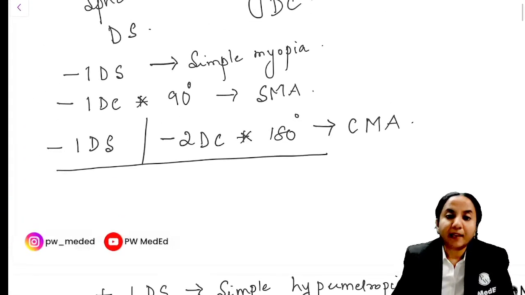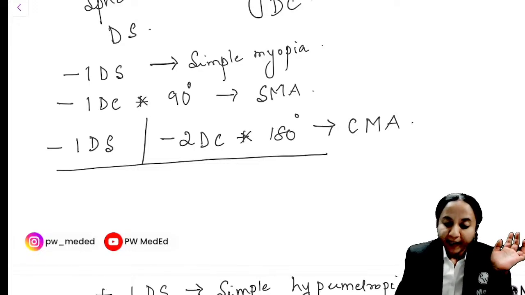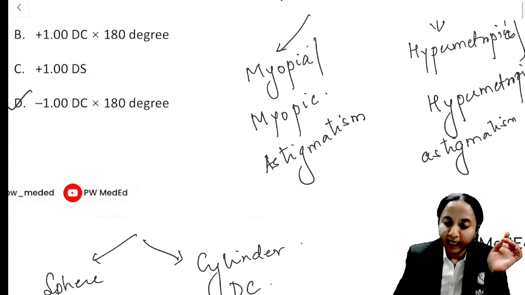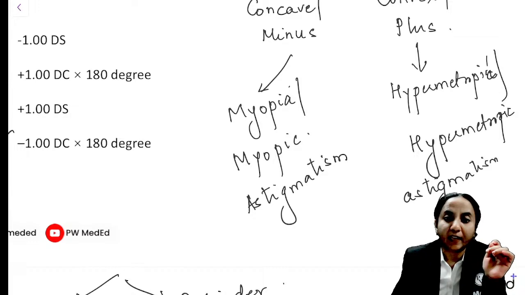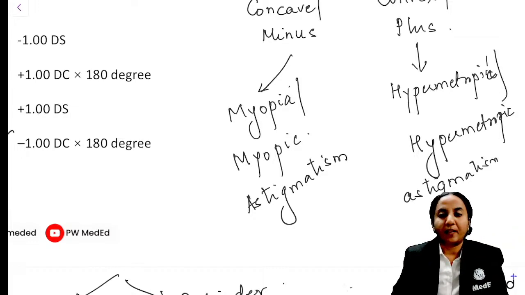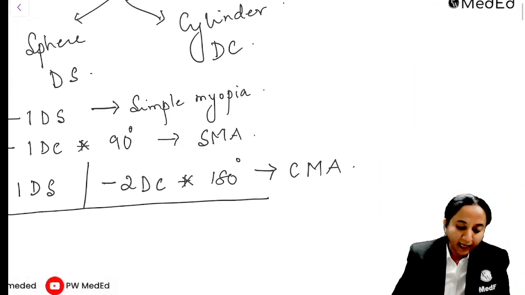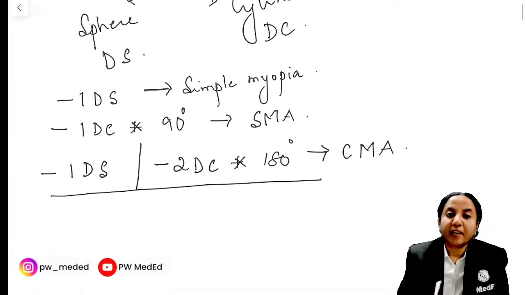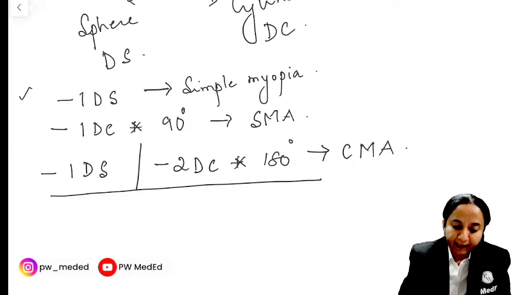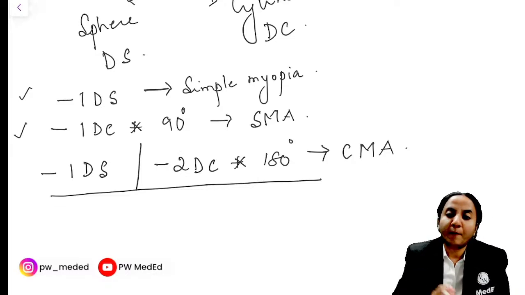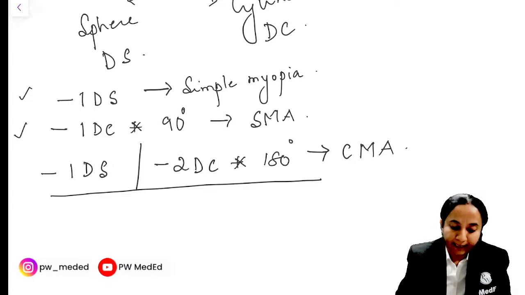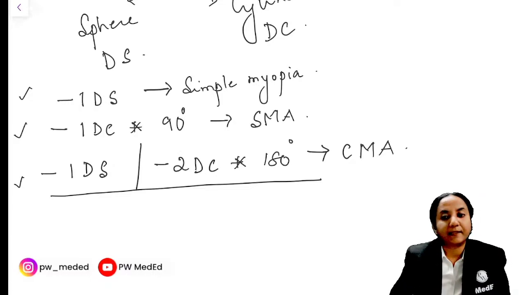I'll just repeat the basic rules once again. If we have anything in minus, that is concave, it is myopia or myopic astigmatism. If we have plus, it is hypermetropia or hypermetropic astigmatism. If it is only a minus sphere, it is simple myopia. Only a minus cylinder, SMA. Both minus sphere and minus cylinder, that is CMA, compound myopic astigmatism.